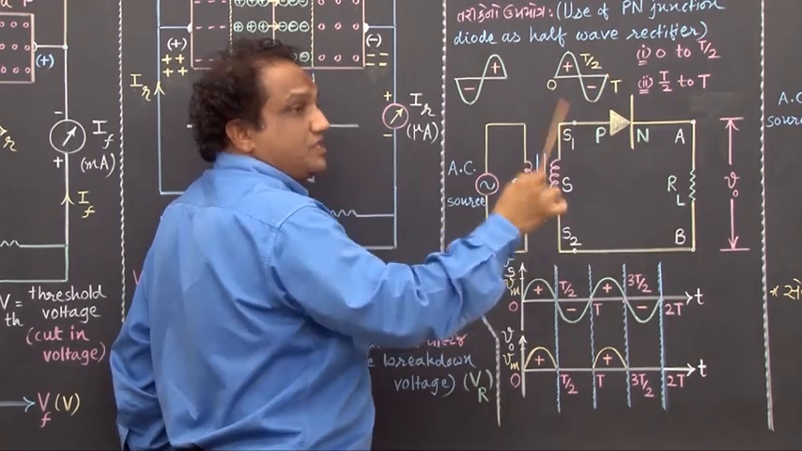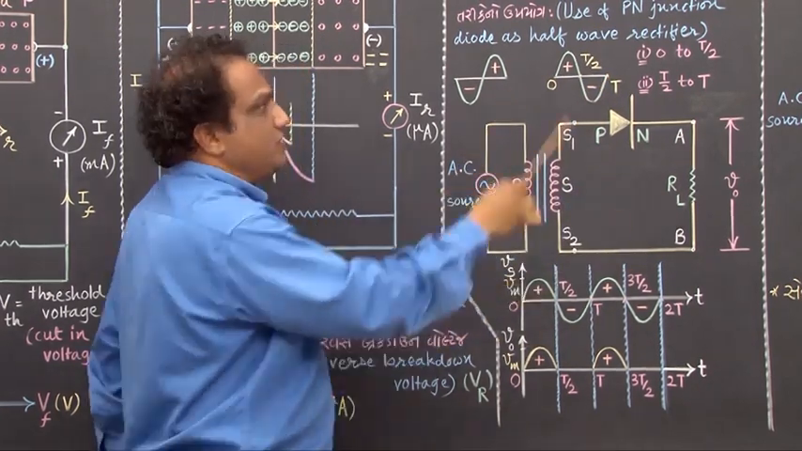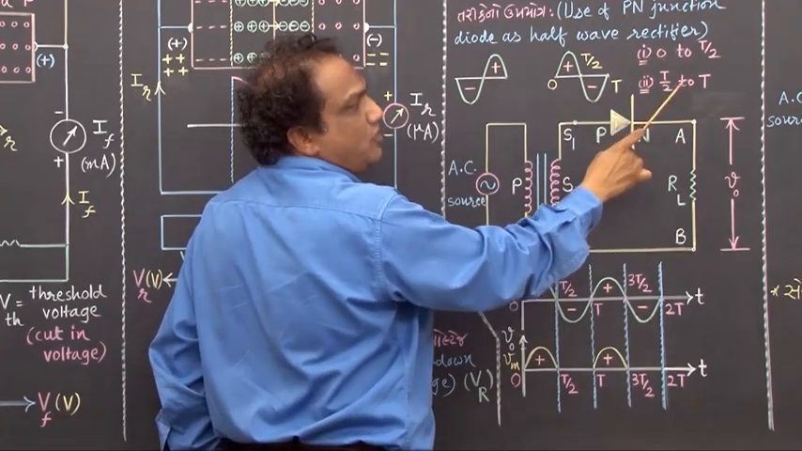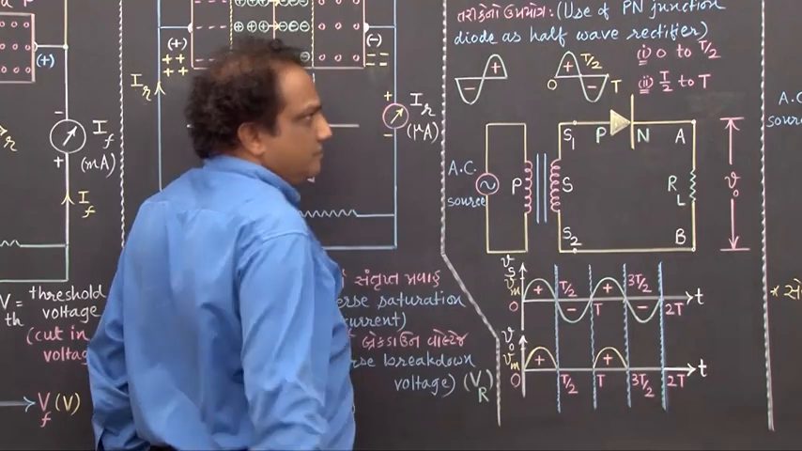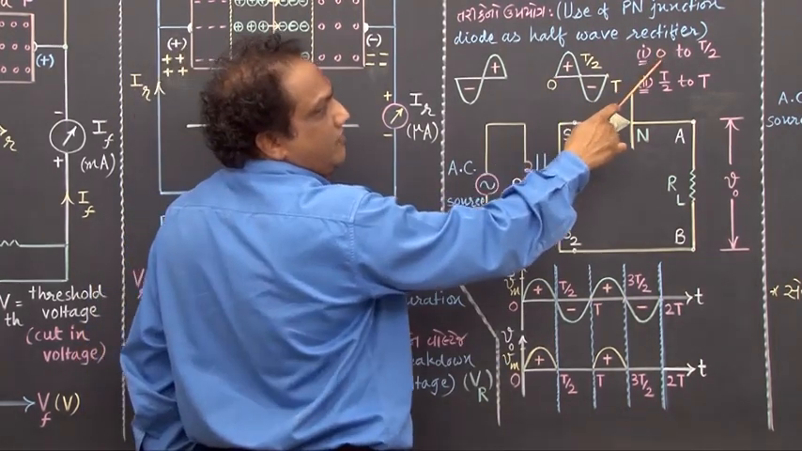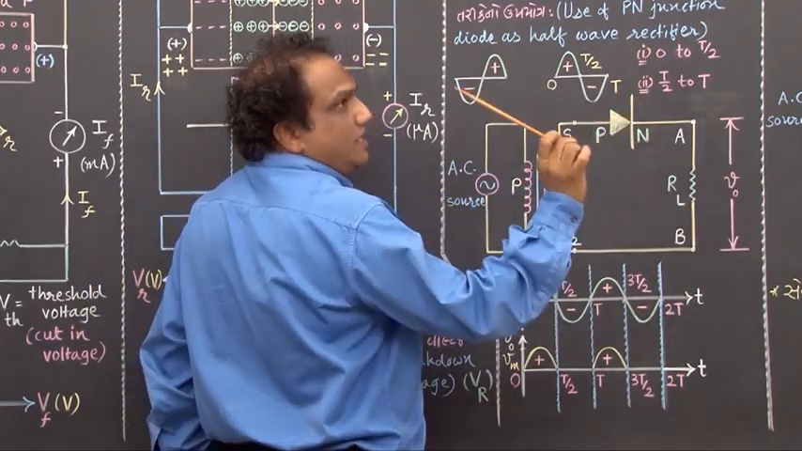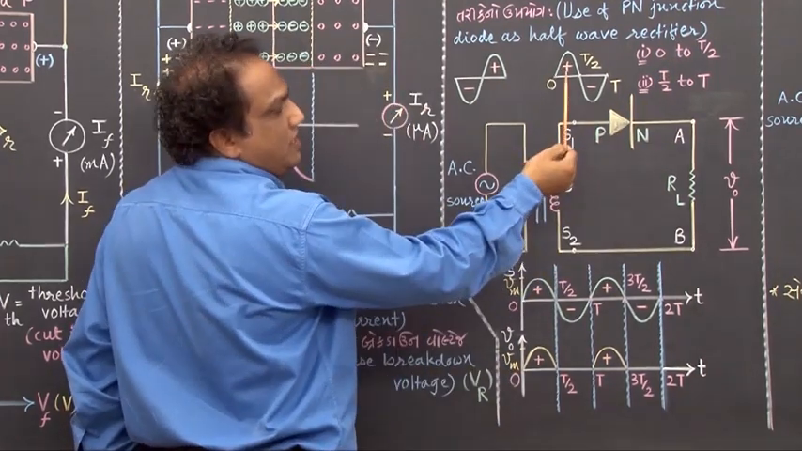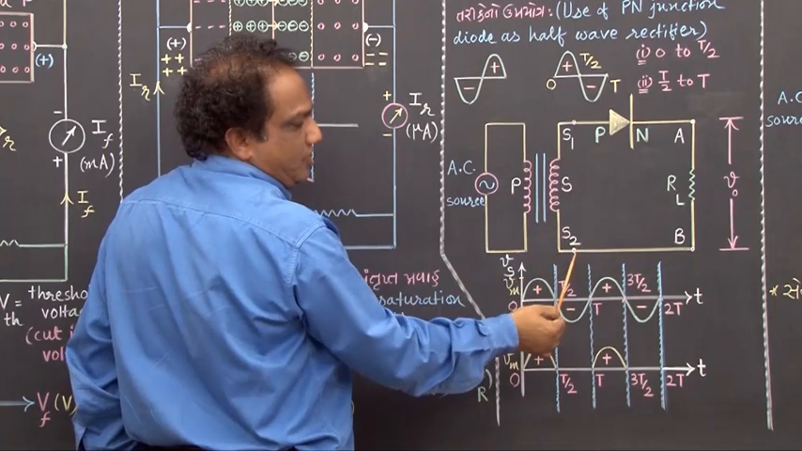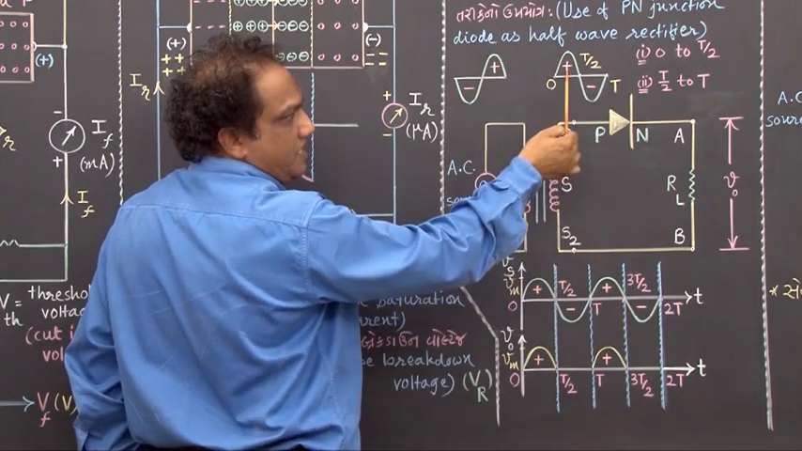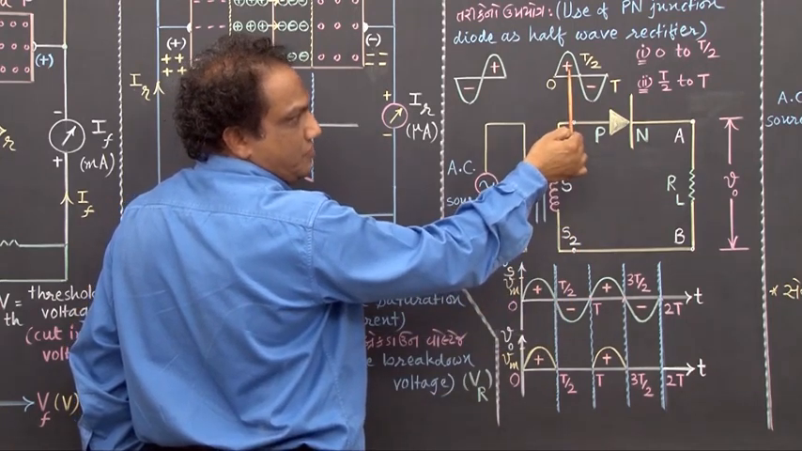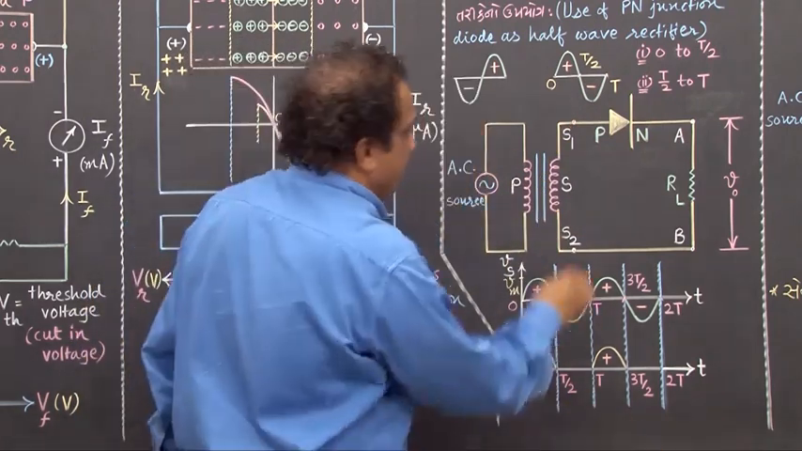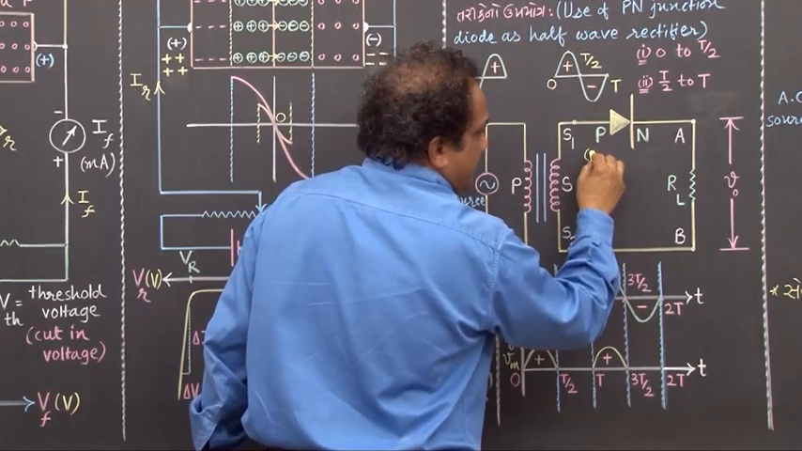Let us start now discussing the working of this device in these two time intervals, from 0 to T by 2 and then from T by 2 to T. Fine. First of all, take the interval 0 to T by 2. In this interval, tell me the potential at S1 with respect to S2. Potential at S1 is positive. So here positive potential is applied.